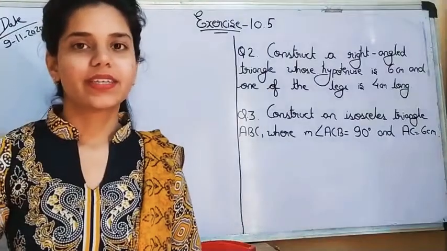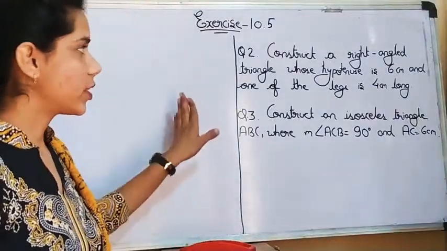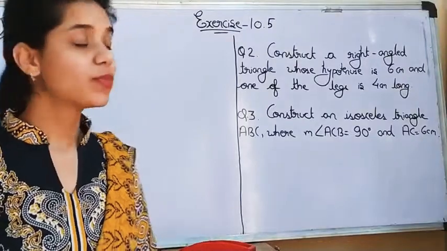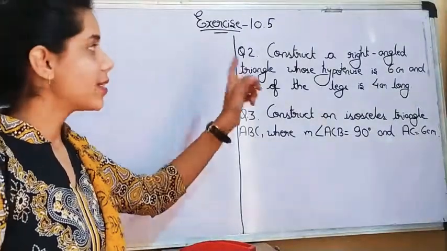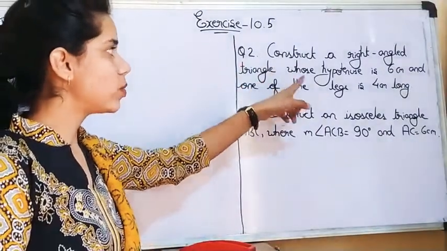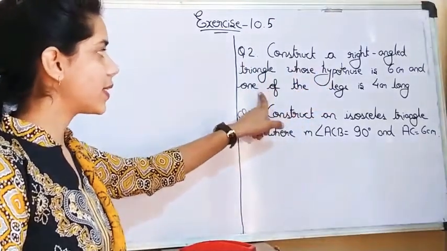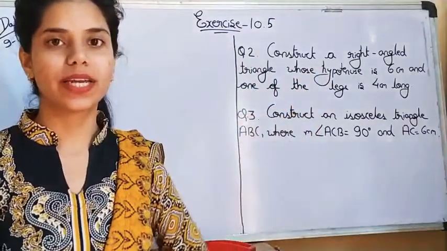Good morning, students. We have done the first question of exercise 10.5. Now let's move to question number two. Construct a right angle triangle whose hypotenuse is 6 centimeter and one of the legs is 4 centimeter long.